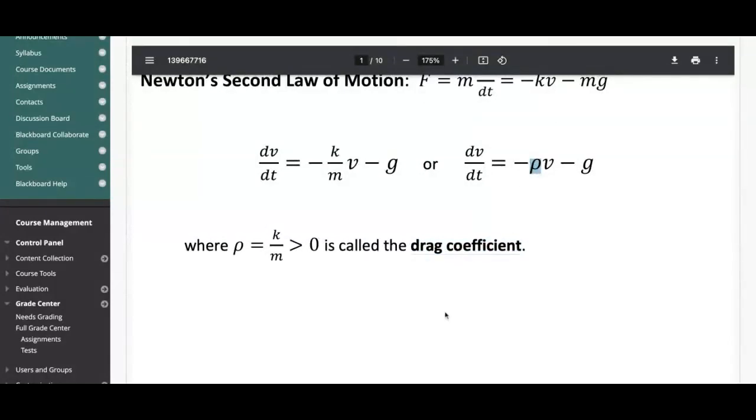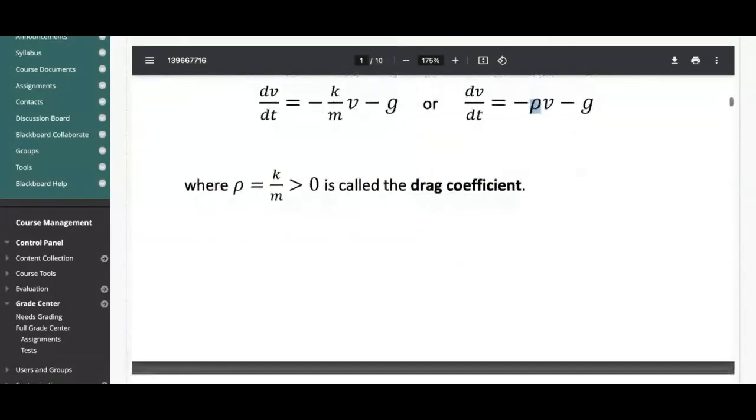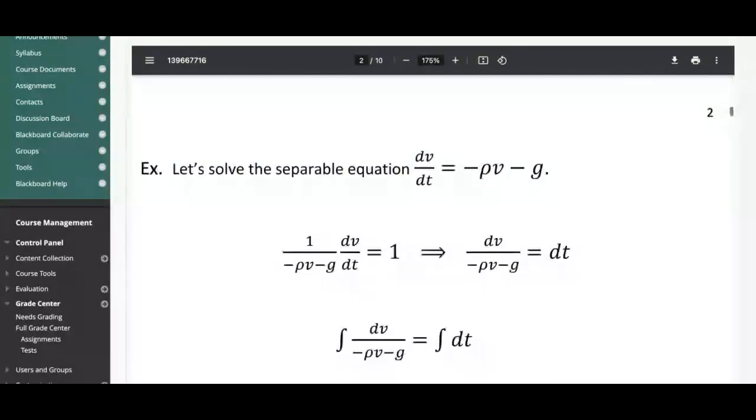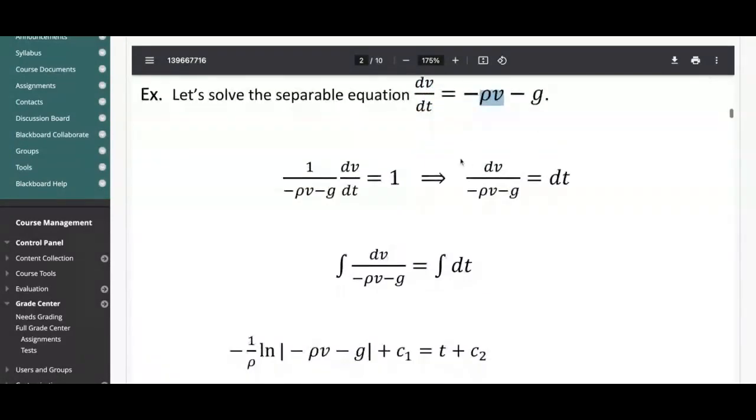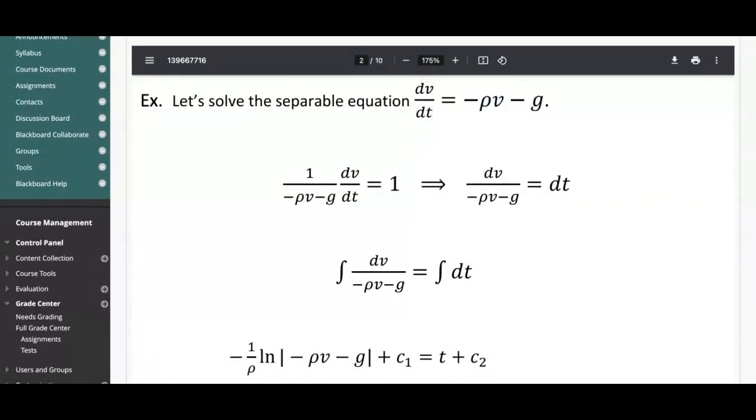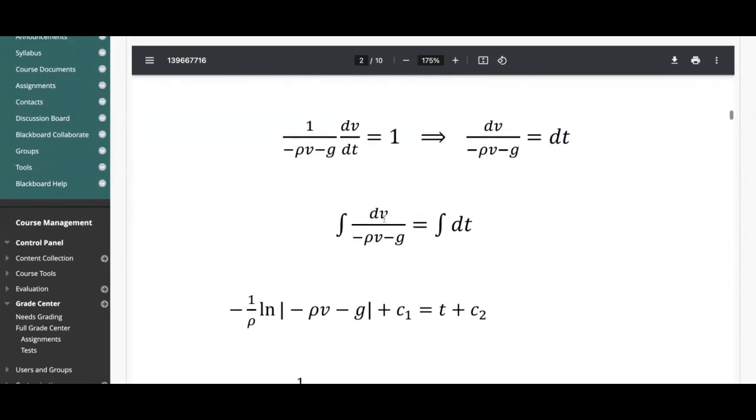Drag coefficient. Let's see an example. We want to solve this separable equation, dv over dt equals this. So we just separate v and t. When we do that, what do we get? We get dv over this equals dt. Integrate both sides.